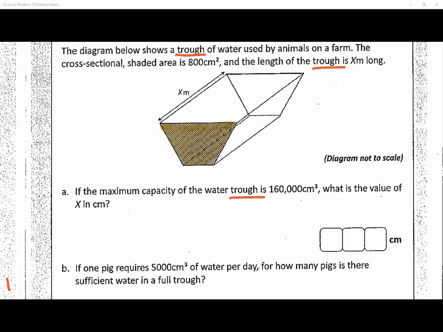The word that you're reading is called a trough. A trough is a type of structure that animals use to drink water from. You see in a farmyard, horses or pigs or other animals drinking from this construction. So they told us that the shaded area is 800. The cross-sectional area is the area of the front, this bit that's shaded in. That's 800. Okay, the maximum water is that.